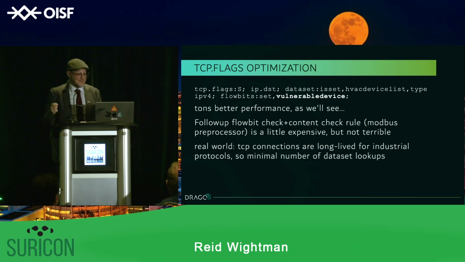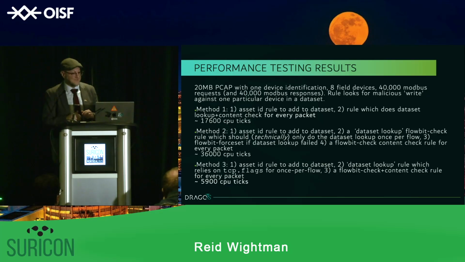And then I thought, well, there's another way I could try to do this optimization, and let's see which one wins. Instead of using a flowbit, why don't we look at TCP flags? So anytime a new TCP connection is opened, we'll do the check that way. And it turns out this is tons better performance-wise, and I still don't fully understand why. So I whipped up a 20 megabyte PCAP. This was a single client workstation connecting to 8 different Modbus PLCs, and then issuing 40,000 Modbus requests, only one of which should actually trigger the dataset-based alert based on device fingerprinting.